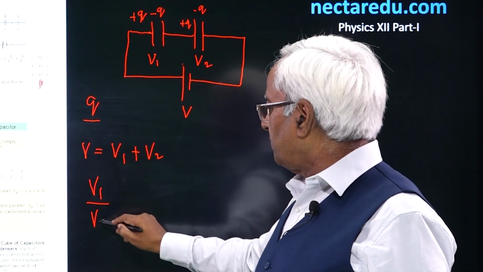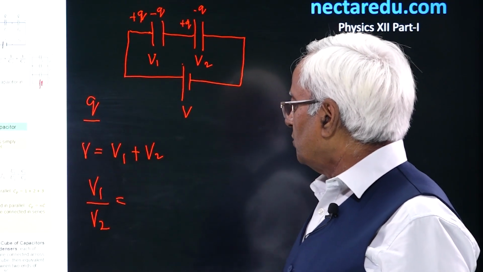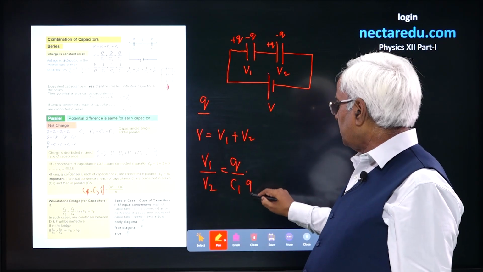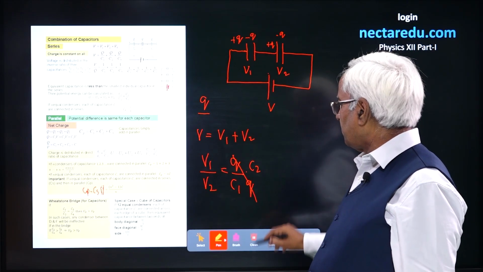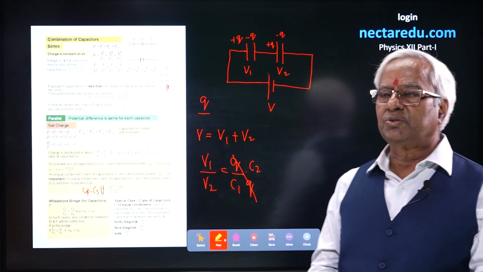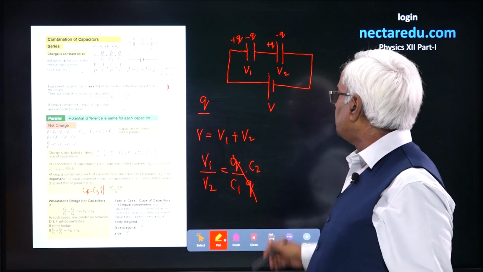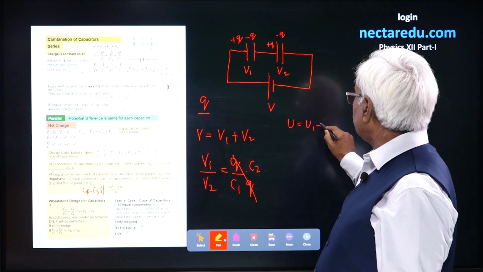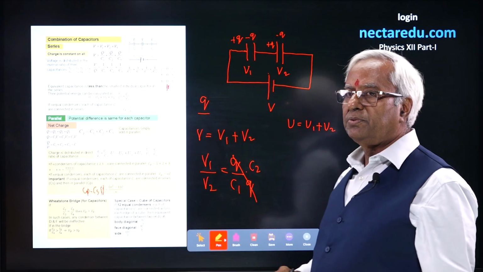Potential difference will be in the ratio, you see, it's Q by C1 and then it is Q upon C2. That way you could see potential difference is divided in the inverse ratio of their capacity. Similarly, if you want to add the potential energy, it's going to be the sum of the two.